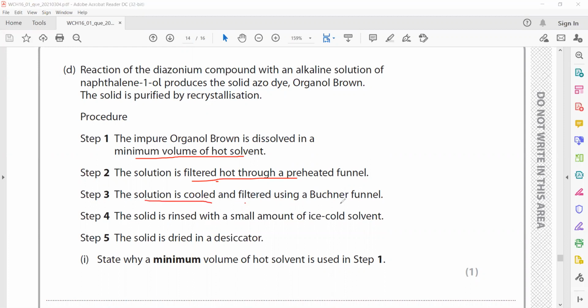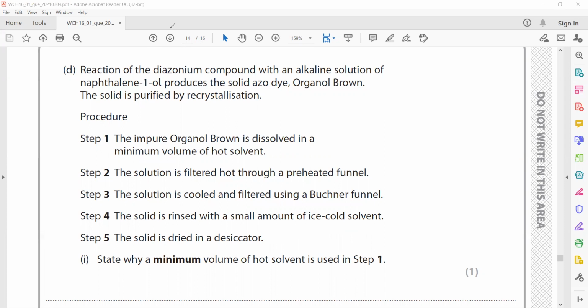The solution is cooled and filtered using a Buchner funnel. When we cool down, the Buchner funnel gives fast filtration as well as a dry solid. The solid is rinsed with a small amount of ice cold solvent. What is the reason for rinsing with ice cold solvent? To remove the soluble impurities. And the solid is dried in a desiccator. Why not in an oven? Because the solid might decompose.